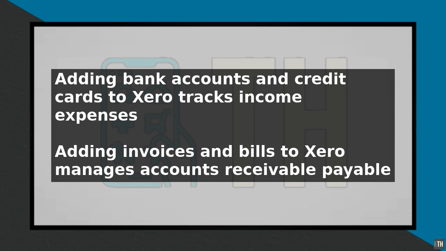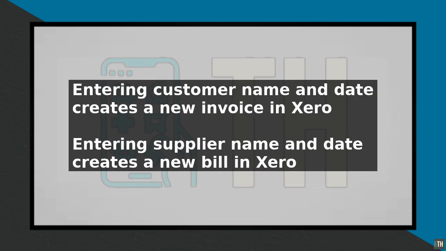To manage your accounts payable, go to the Bills tab and click on the New Bill button. Enter the supplier name, date, and description of the bill, and add the relevant items and quantities. You can also add a due date and payment terms to the bill.